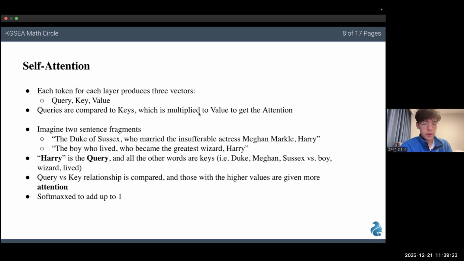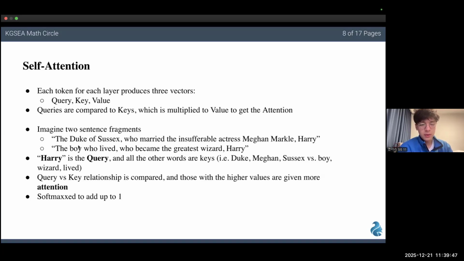So to illustrate, I'll give an example. Imagine two sentence fragments, and we're going to use this attention algorithm to better represent the context of Harry. The first: the Duke of Sussex, who married the insufferable actress Meghan Markle, Harry. So this is like a descriptor for Harry. And the second sentence is: the boy who lived and became the greatest wizard, Harry.